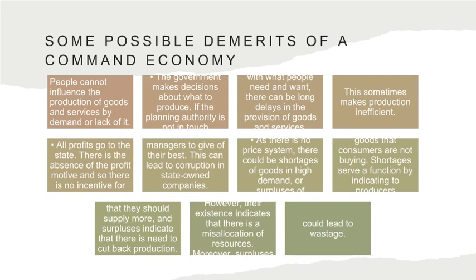4. As there is no price system, there could be shortages of goods in high demand, or surpluses of goods that consumers are not buying. Shortages serve a function by indicating to producers that they should supply more, and surpluses indicate that there is need to cut back production. However, their existence indicates that there is a misallocation of resources. Moreover, surpluses could lead to wastage.